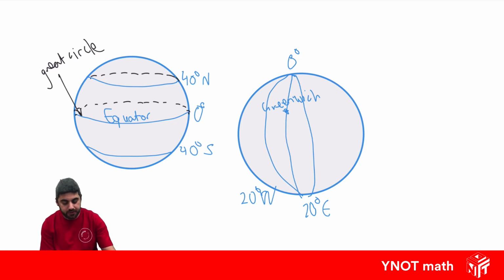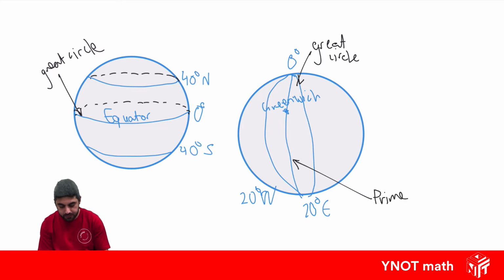And every longitude happens to be a great circle. So all of these are the biggest possible circles we can make in that sphere. Now, the line that runs through Greenwich, this one here, we call that the prime meridian, or the Greenwich Meridian.